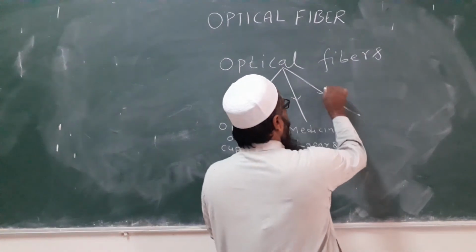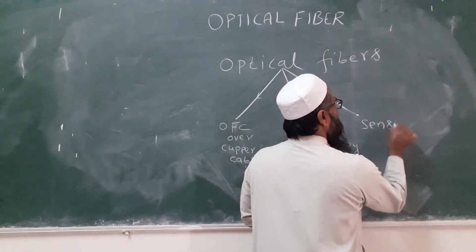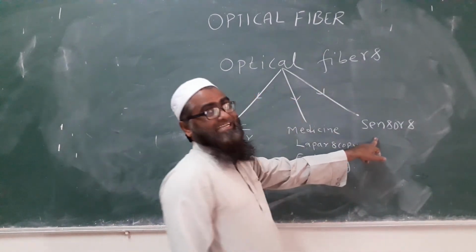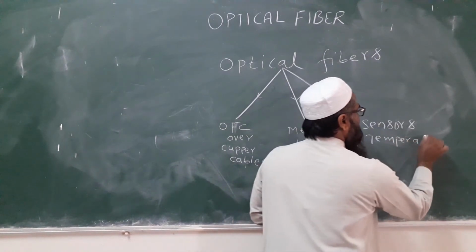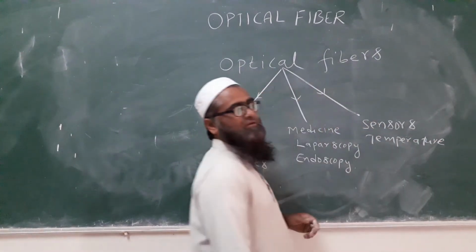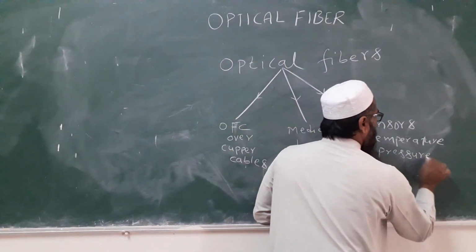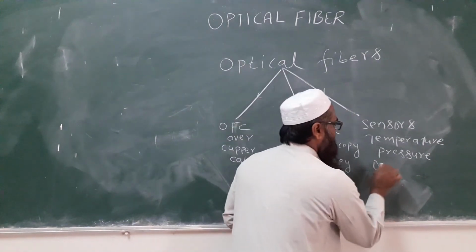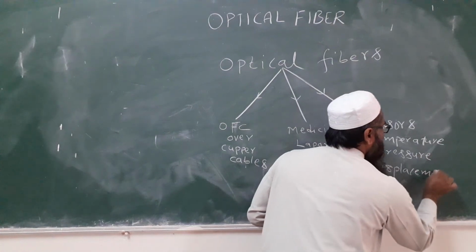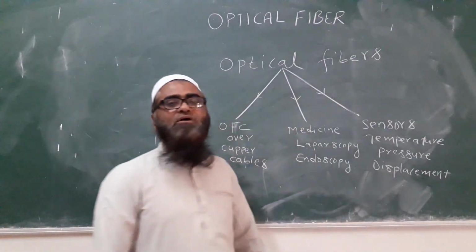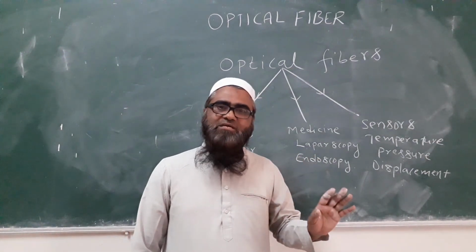The third one is that optical fibers are used as sensors. They sense temperature, so optical fibers are used for temperature sensing. Also they are used for pressure sensing, and also displacement sensing. So these are a few of the applications of optical fiber. Okay, thank you very much for giving the opportunity.